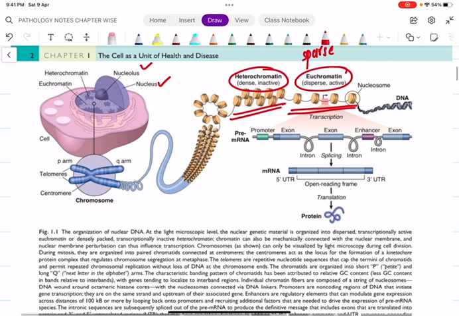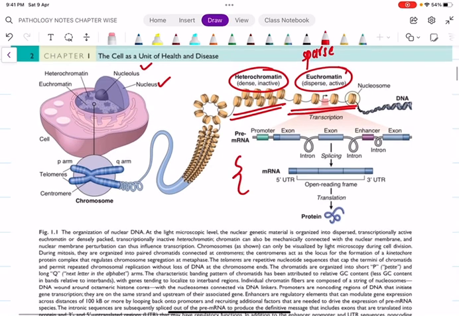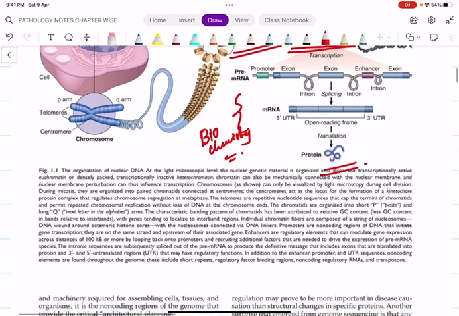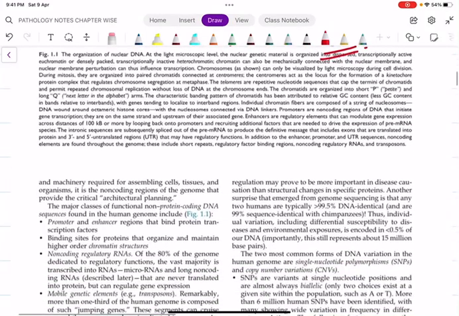I hope this picture is very clear to you from your biochemistry. We have exons and introns, we do splicing, then translation, and finally from RNA we get proteins. Heterochromatin, euchromatin, I have told you everything. What is UTR? UTR means nothing else but the untranslated regions.